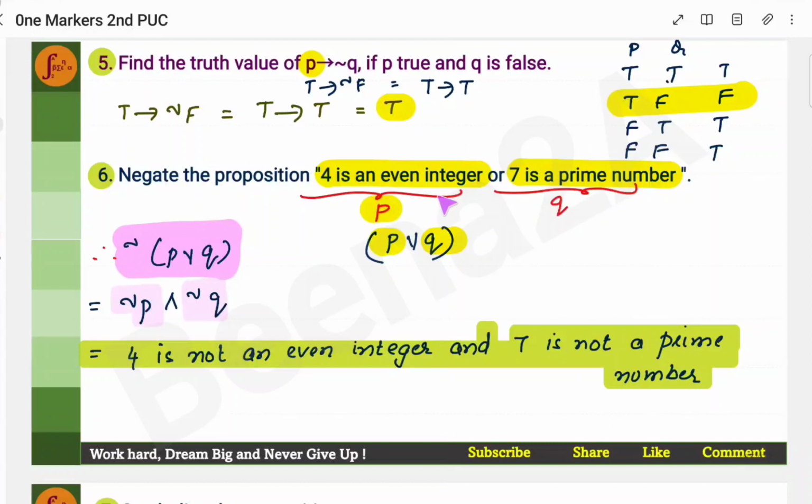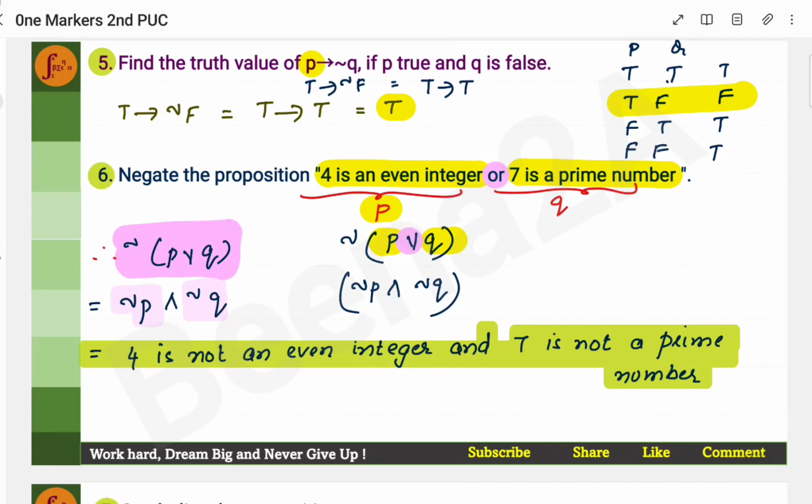Now next one, negate the proposition. 4 is an even integer. This is one proposition. 7 is a prime number, another proposition. How are these two propositions connected? With or, right? Now what is the or symbol? This one. Symbolically you'll have to represent this first. So it will be P or Q, or P disjunct Q. Now it's better to remember as P or Q. Now I have to negate this. That means I have to put not symbol here. So negate it means what I'll have to do? Not of P, not of Q. What is the symbol? It will reverse. So it is or, it will become and, like this.